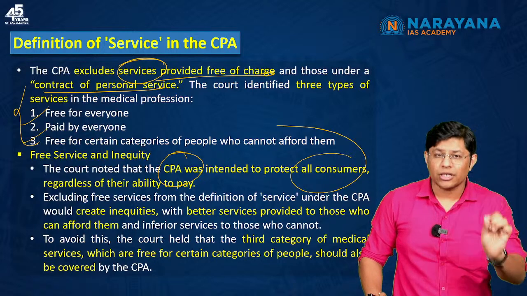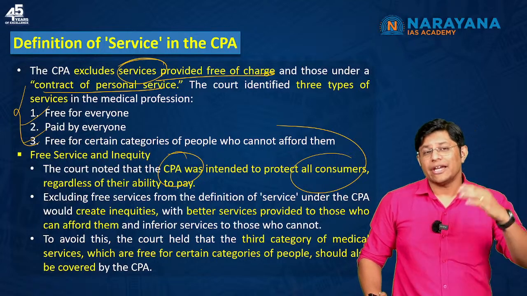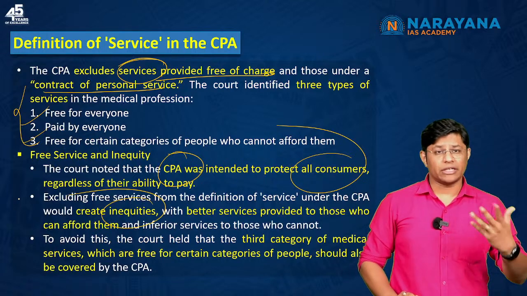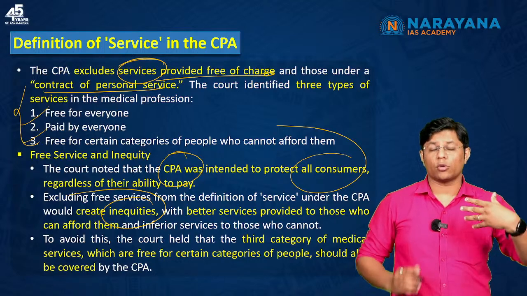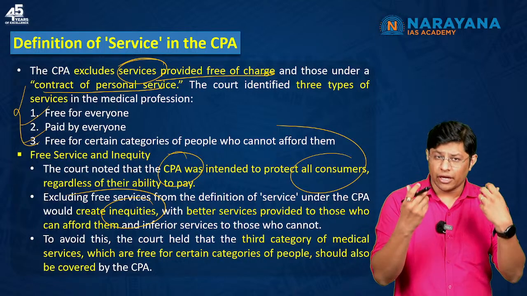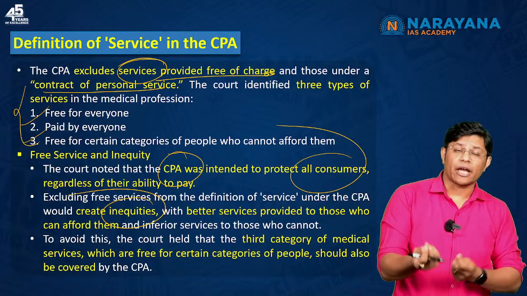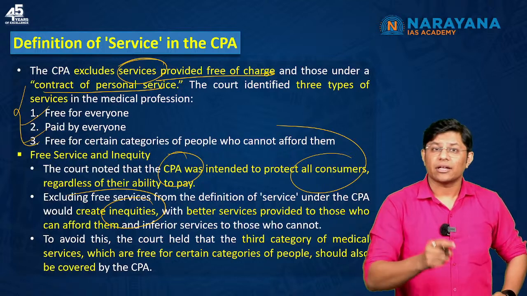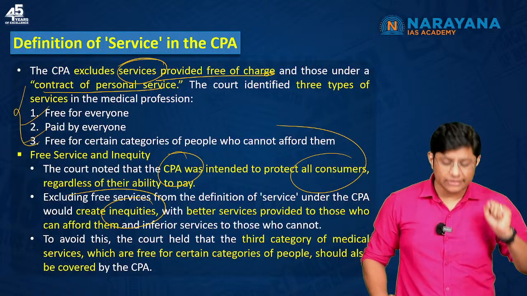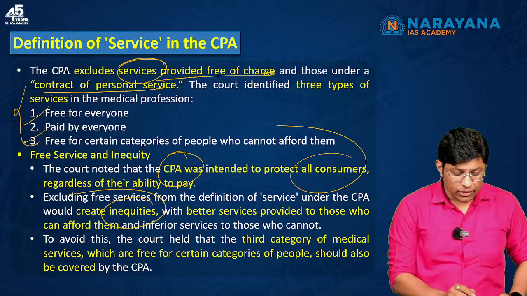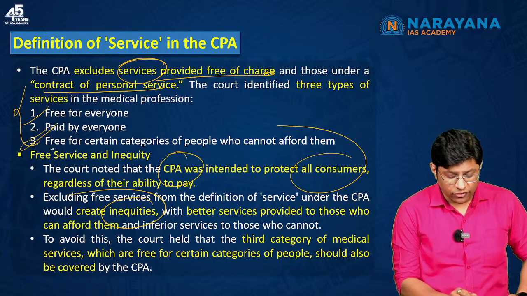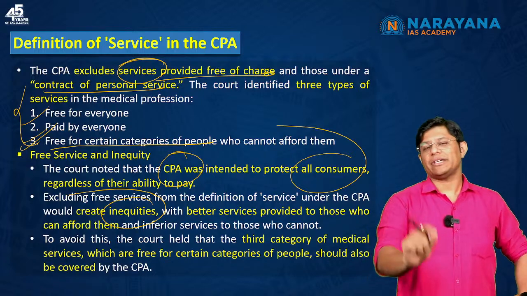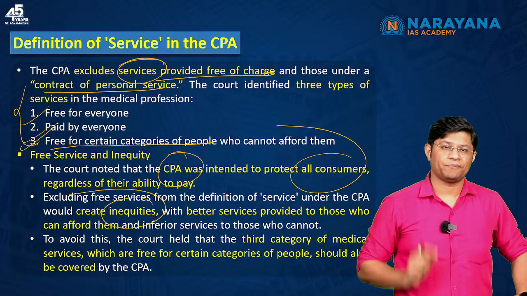Here the court noted that this provision is resulting in inequities, which means the ones who can afford to pay money for the services can file a complaint, and those who cannot afford to pay do not have any right to file a complaint. And that's the reason, to avoid this, the court held that the third category of services, that is, free for certain categories of people, should also be brought under the CPA, that is, the Consumer Protection Act.